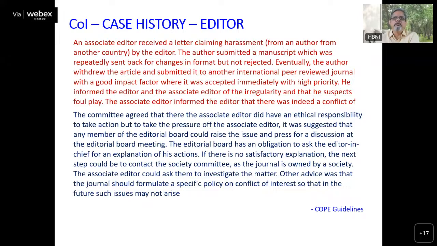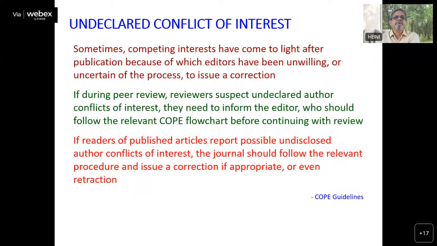And the board has an obligation to ask the editor-in-chief for an explanation of his actions. And if there is no satisfactory explanation, the next step would be to contact the society, that is the people who run that journal and who own it. So it should contact the society committee, and then the associate editor could ask them to investigate this matter. And another piece of advice was that the journal should formulate a specific policy on conflict of interest, so that in future such issues may not arise.